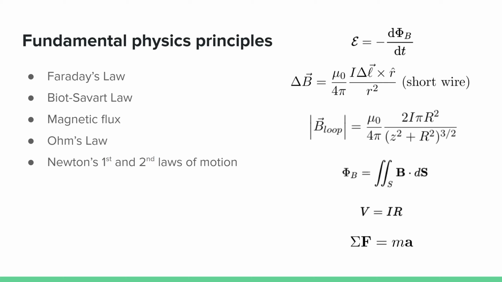Throughout the lab, we're going to rely on a handful of fundamental physics principles, namely, Faraday's law, which states that the time-varying magnetic field generates voltages in a conductor loop, which will in turn create its own magnetic field that affects the original source; the Biot-Savart law, which gives the magnitude and direction of a magnetic field caused by an electrical current; the definition of magnetic flux; Ohm's law, which relates the magnitude of the induced current versus the EMF; and finally Newton's first and second laws of motion, which relate the velocity and net force acting upon an object.